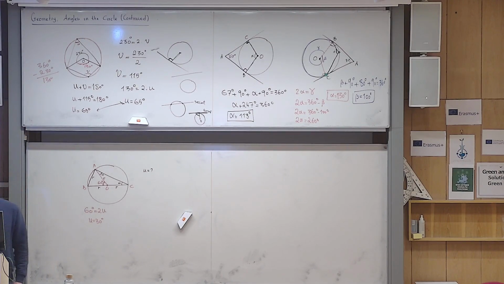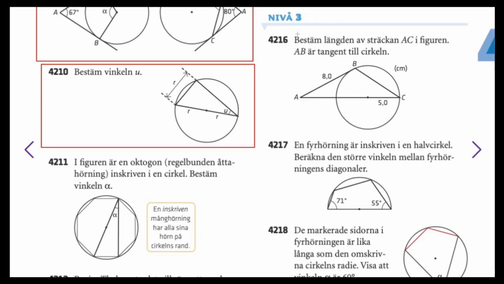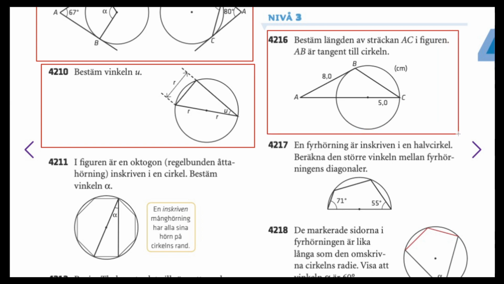Okay, so now these are some examples of level 2 problems. Let us go and solve some level 3 problems. Of course, I will wait for you. I want you to do this level 3 problem. This seems to be a good problem. Determine the length of AC, from here to here, if we know that AB is tangent to the circle.